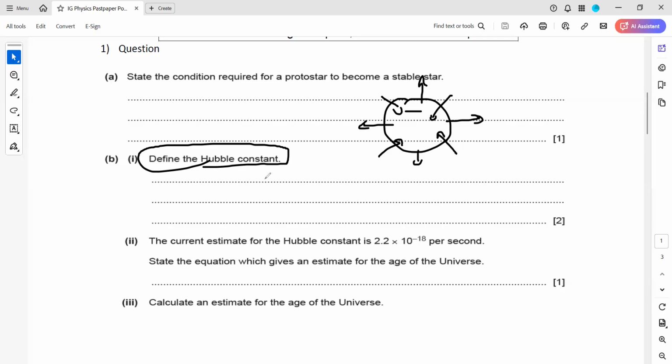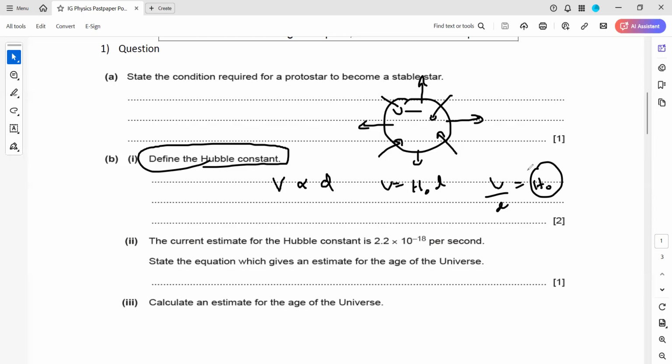What is the Hubble's law? Hubble's law states that the recession speed of the galaxy is directly proportional to the distance of the galaxy. We have the formula V = H naught D, or V over D is equal to H naught. So what is a Hubble's constant? Hubble's constant is actually a ratio between the recession speed, the speed at which the galaxy is moving away, and the distance of the galaxy.